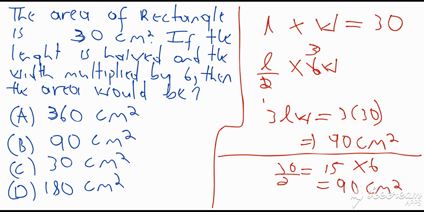Or, since you half it and then multiply by 6, you could say a half times 6, which is equal to 3. And then you multiply that 3 by the area, which is 30, which still gives you 90. So there are several ways that you could attempt this question. So the answer here would be B.